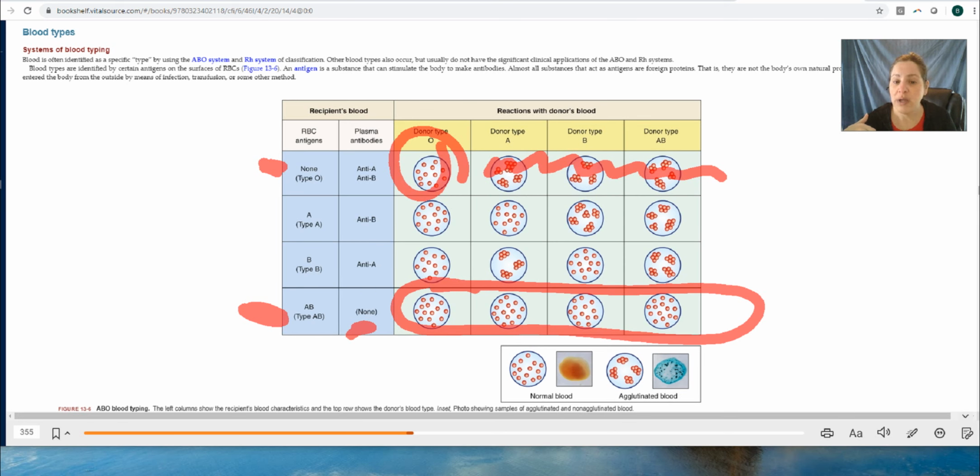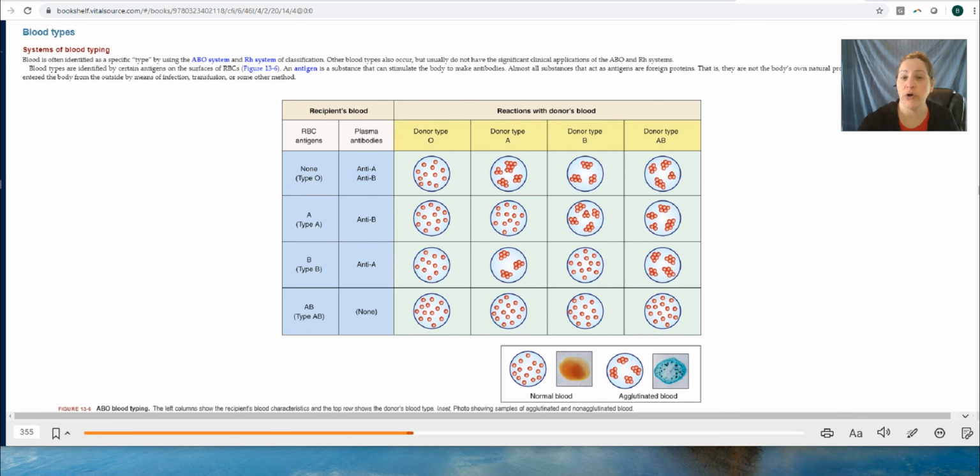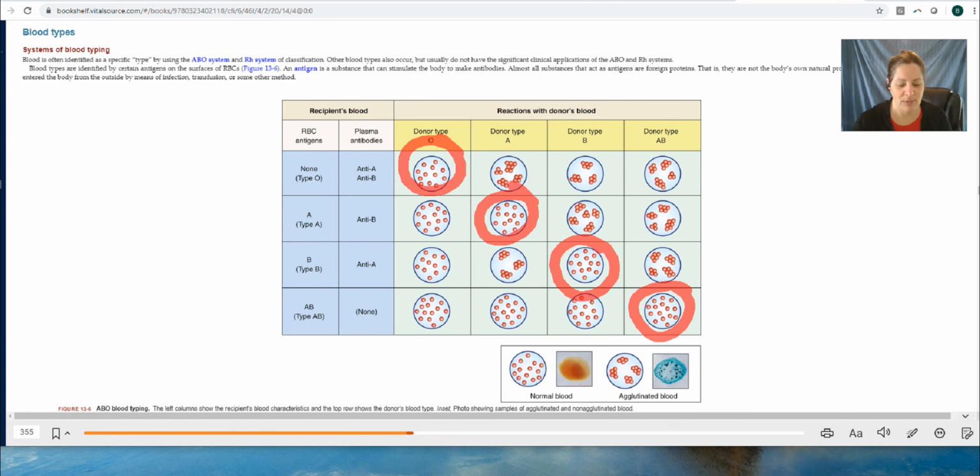Type O is considered to be the universal donor. We look at your O, O can be received by anybody and live. So they're the universal donor. So we love O blood type people to donate blood. Even better, O negative. Those are like the prize unicorn in the world of blood donation.